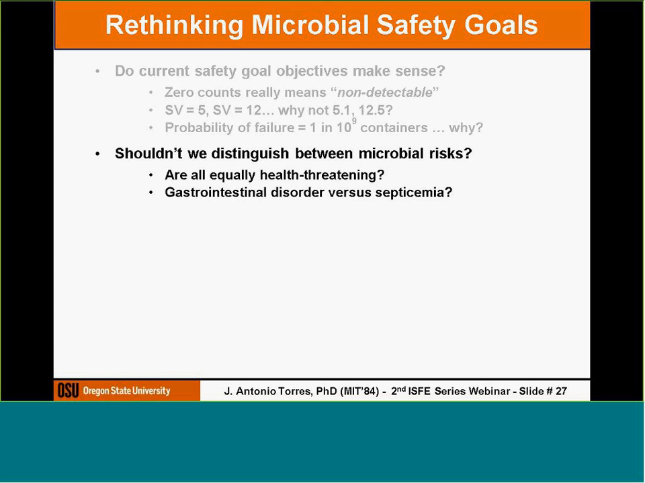We always talk about pathogens, most of the time in very generic terms. My question is, shouldn't we distinguish between microbial risks? For sure, there is a big difference between having a gastrointestinal disorder, diarrhea, vomiting, versus septicemia, where it gets into your bloodstream and now to the heart.